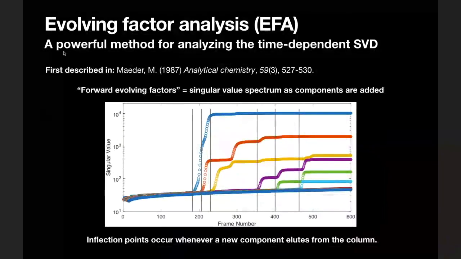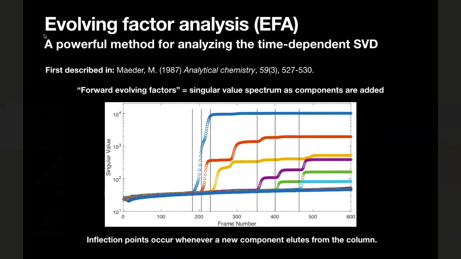Using SVD in this way is called evolving factor analysis. It's actually an old technique from the 80s. When you make a plot of those singular values versus frame number, it's called a plot of the forward evolving factors. From this plot, you can see that it's easy to identify when new components elute, based on these strong inflection points in the singular values where they pop up above the noise level.